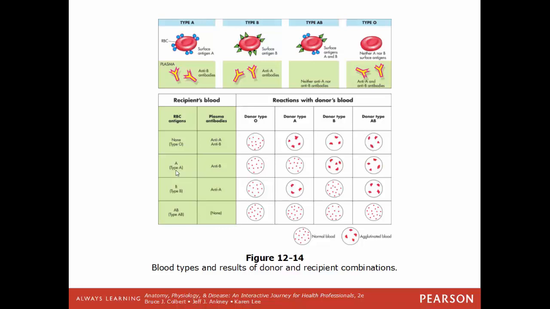People with blood type A can receive blood from type O or type A and have no problems. But B and AB will cause agglutination. Those with type B blood can receive blood from donors that are type O or B, but A and AB will cause agglutination. And those that are type AB can receive blood from anyone. So these are the universal recipients. And then type O blood is the universal donor. They can give to anybody.